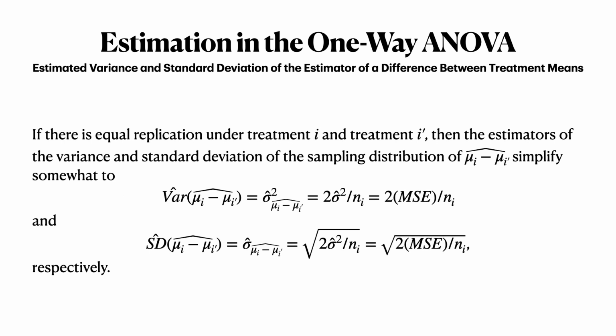Again, if there is equal replication under treatment I and treatment I prime, then the estimators of the variance and standard deviation of the sampling distribution of that estimated difference of the treatment means simplify. The estimated variance of that estimator of the difference is equal to 2 times the MSE over n sub I, and the estimated standard deviation of that estimator is equal to the square root of that quantity.